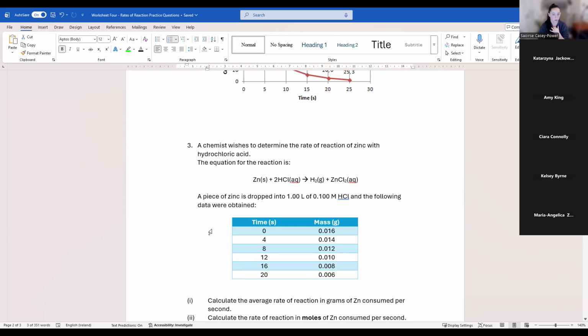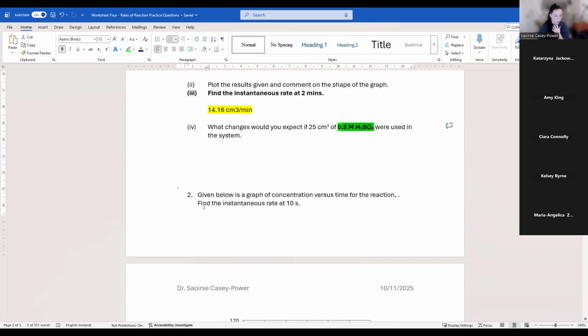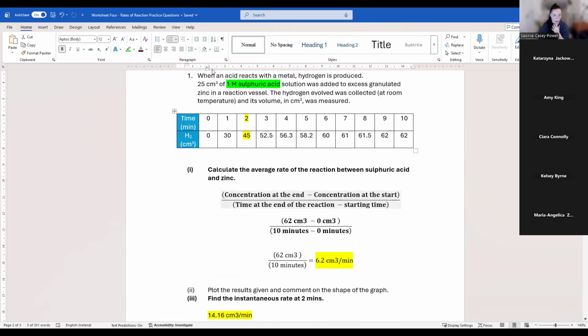Yep. Perfect, guys. So if that's the case, then that's everything. I'm going to stop sharing the screen. Just bear with me 2 seconds.